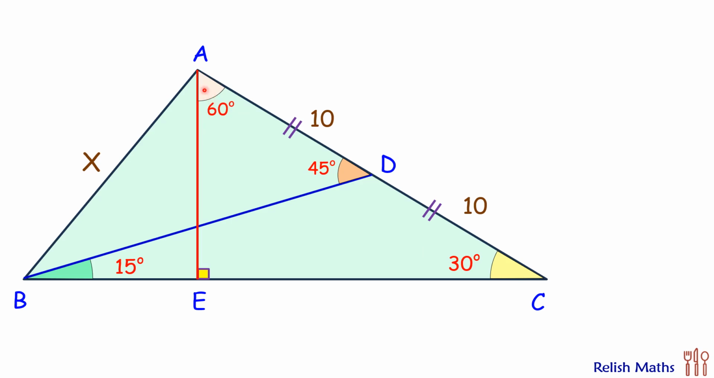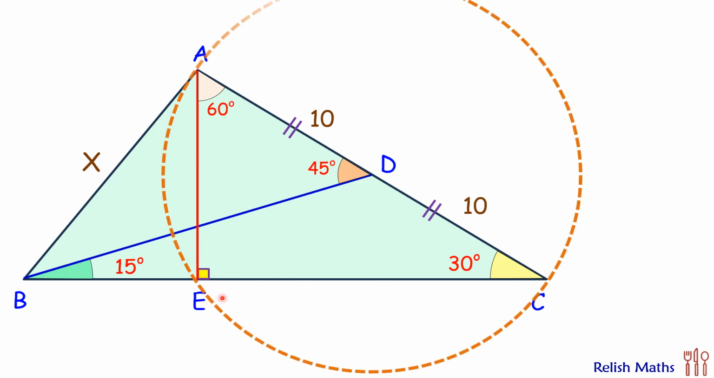Now one more small construction: from vertices A, E, C, we will draw a circle passing through all these three points. Now here we'll see angle E is 90, and we know that the diameter subtends an angle of 90 degrees. Thus for this circle AC is the diameter, and D is the midpoint, so D is nothing but the center of the circle, and thus AD is the radius, which is 10 cm. In the same way, ED is also a radius of the circle and will be equal to AD, or 10 cm.